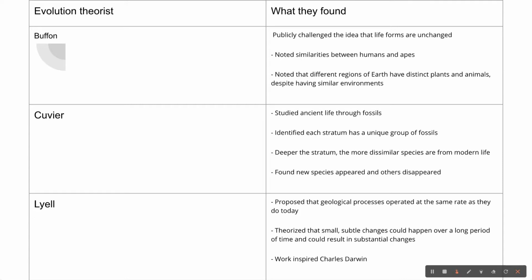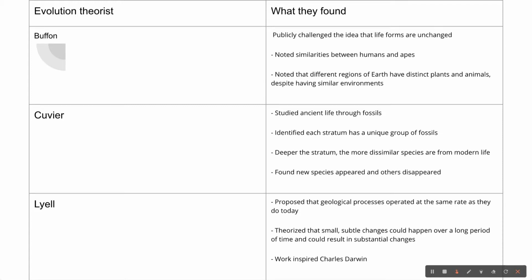Cuvier studied ancient life through fossils, and each stratum has a unique group of fossils. Deeper down, the more dissimilar the species are from modern life. So the ancient ones are quite different from the ones we see today. He found that new species appeared and others disappeared. So this is what he observed. This is what they found.